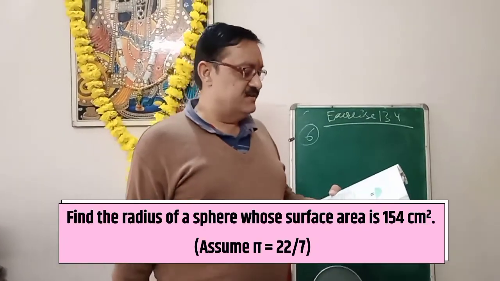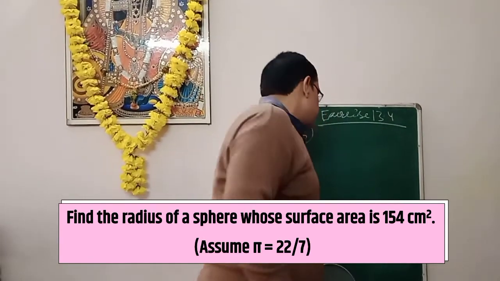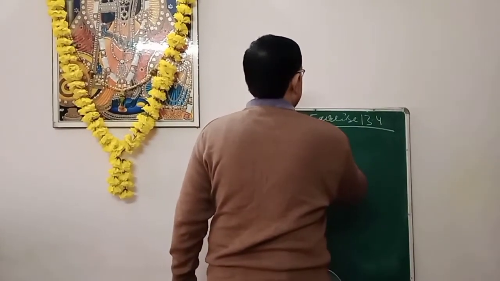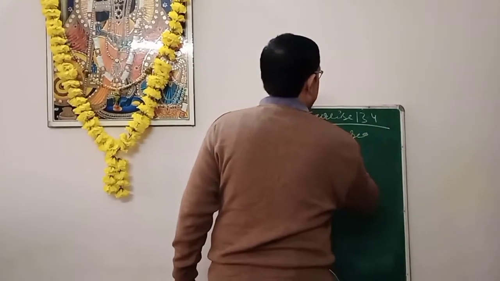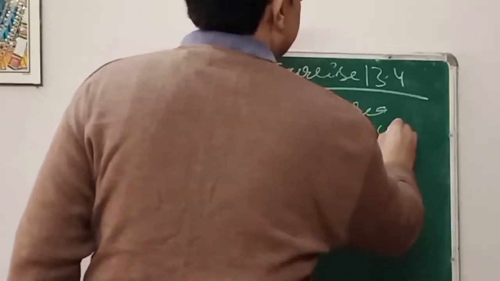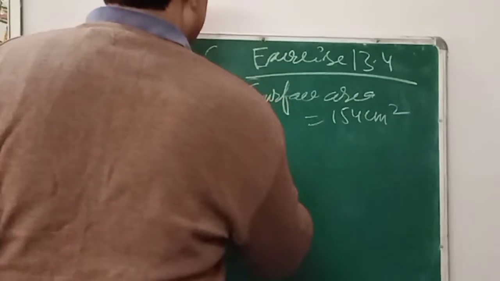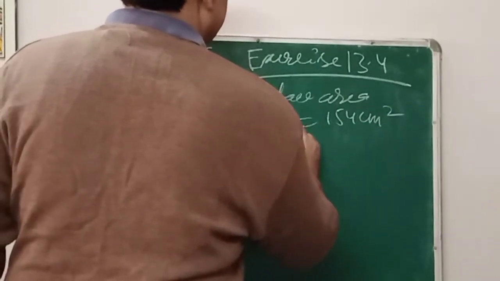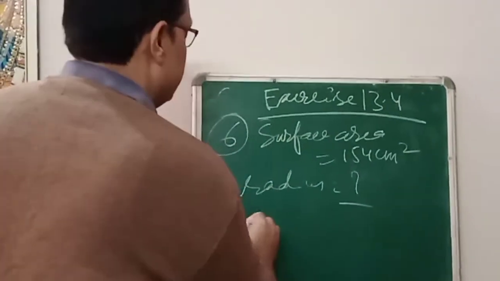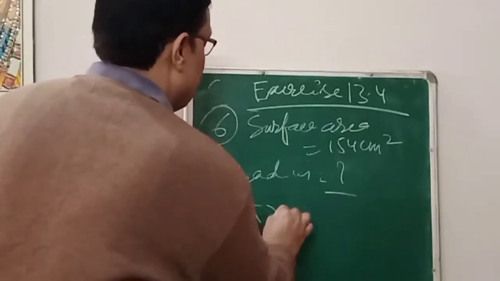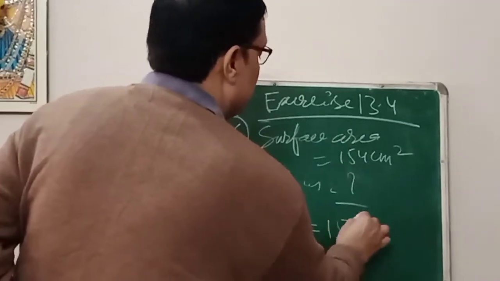Now, sixth question. Find the radius of a sphere whose surface area is 154 centimeter square. Here, the surface area is given as 154 centimeter square, and we need to find out the radius. We know the formula for surface area. This is 4 pi r square in case of a sphere, and this is given as 154.